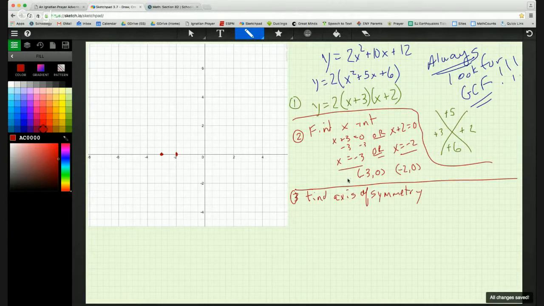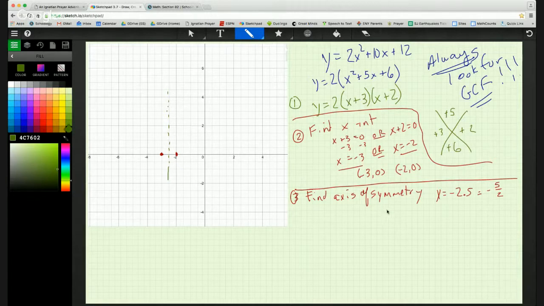And the axis of symmetry is always halfway between the two points on the two x-intercepts. So in this case, we have -3 and -2. So our axis of symmetry is going to be a fraction. So it's x equals -2.5 or -5/2, right? So we know that the mirror line is going to come right through here. So let's just draw that line right there.